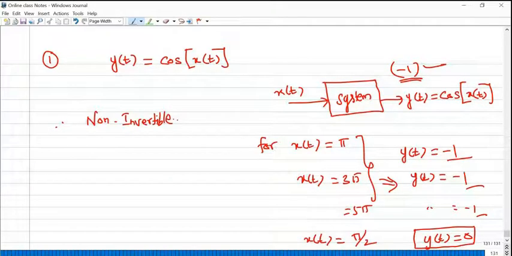The system is non-invertible. You have to write down the comment: for more than one input, the system gives the same output. Therefore, the system is said to be a non-invertible system.